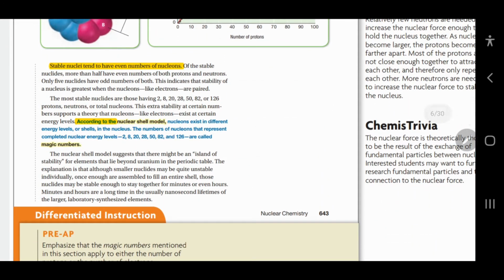And as we have electrons distributed around the nucleus in certain orbitals, we also have the nuclear shell model, which says that nucleons exist in different energy levels or shells inside the nucleus. And the numbers of nucleons that represent a completed nuclear energy level are 2, 8, 20, 28, 50, 82, and 126, which are called magic numbers, which means the first level contains only 2 nucleons, the second level 8 nucleons, and so on.